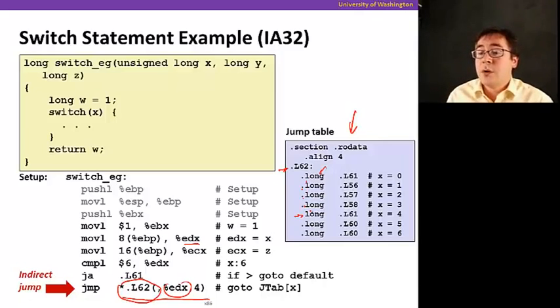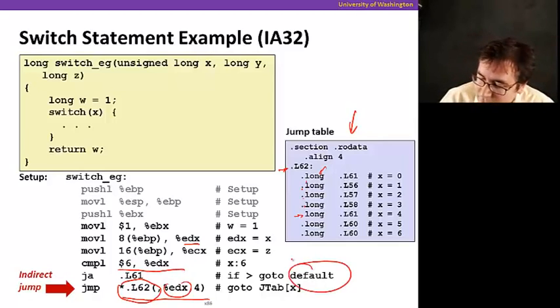Another thing to note here is that we are comparing whether x happens to be greater than 6. And if it is greater than 6, it jumps straight to default.